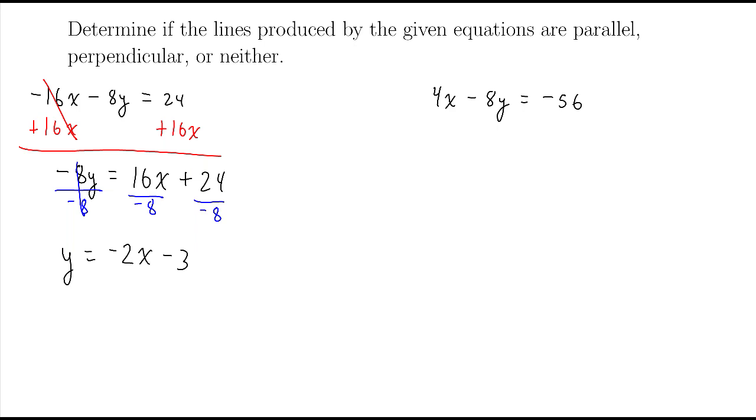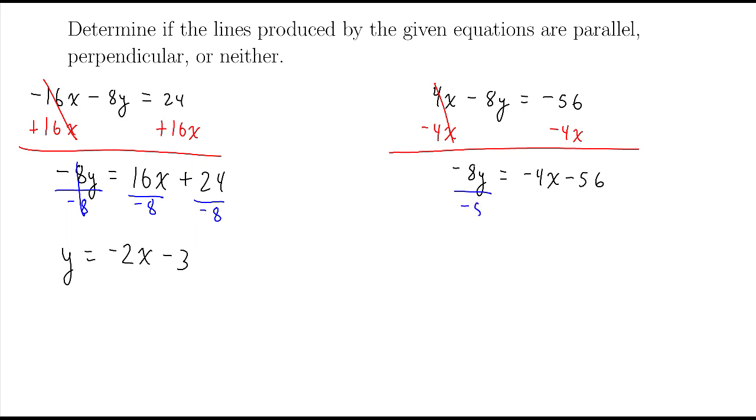Now let's look at 4x minus 8y equals negative 56. Same thing, I need to get y by itself. So let's get rid of the x variable term that's on the left side. So we'll subtract it away. 4x minus 4x will cancel. That will leave me with negative 8y equals negative 4x minus 56. Okay, again, these are not like terms, so I can't put them together, so I have to leave them as separate terms. Okay, I'm going to divide everything by negative 8.